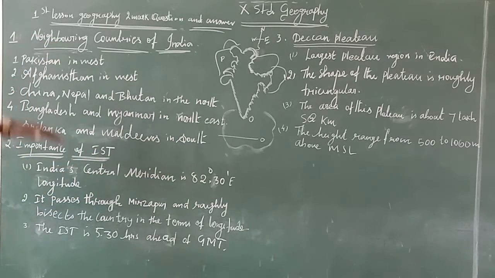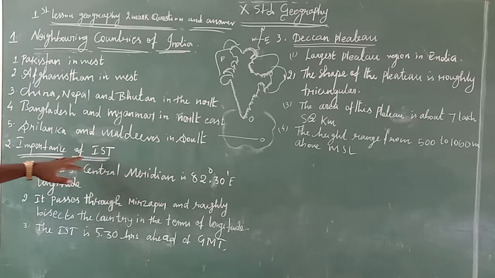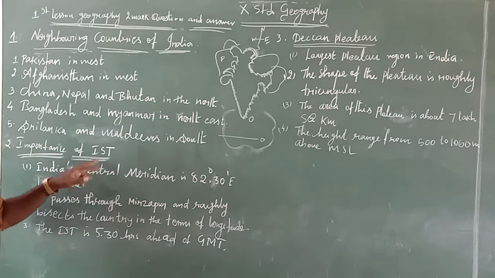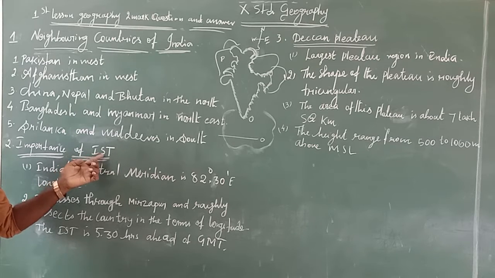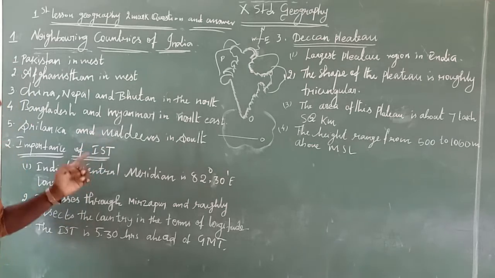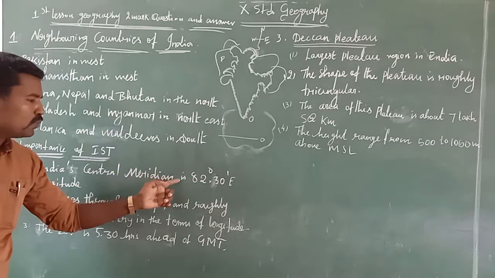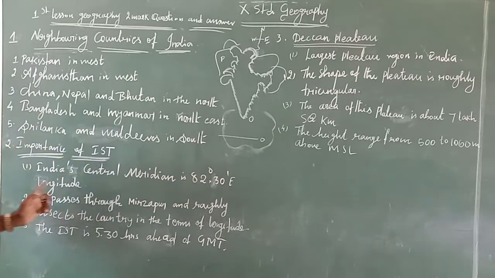And again, come to the second question: importance of IST. What is the meaning of IST? Indian Standard Time. That is called IST. Simply, we can say IST. I means India, S stands for Standard, T stands for Time. Indian Standard Time is simply called IST. The Indian central meridian is 82.5 degrees east longitude.